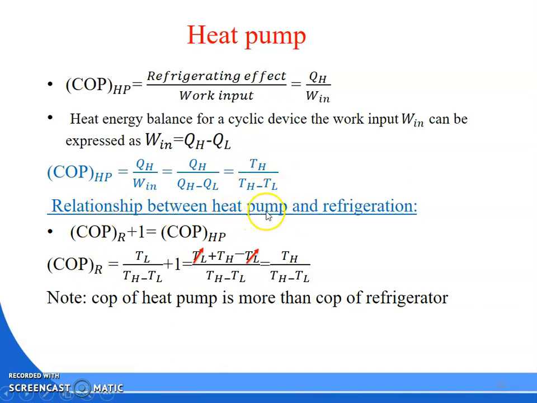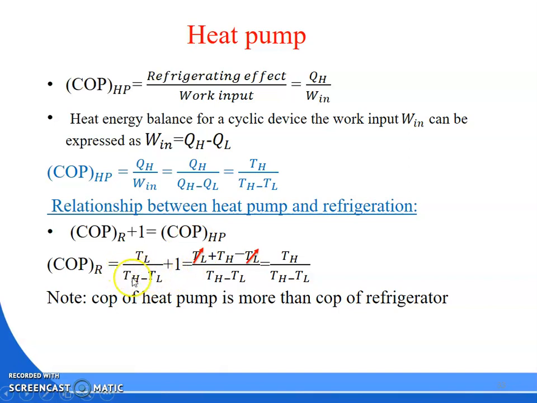What is the relationship between heat pump and refrigerator? COP of refrigerator plus 1 is equal to COP of heat pump. That means the coefficient of the heat pump is more than the coefficient of the refrigerator. What is the coefficient of the refrigerator? That is TL by TH minus TL. If you add 1, then what will it become?